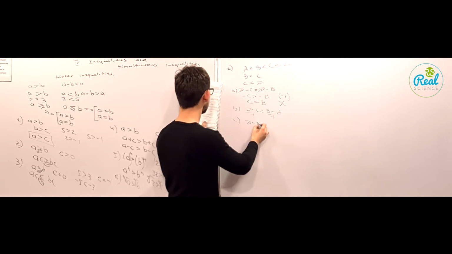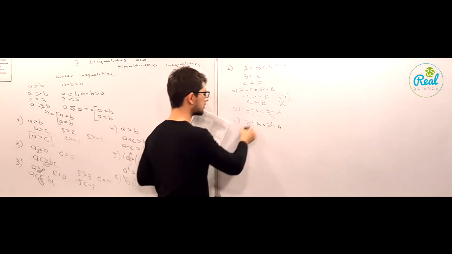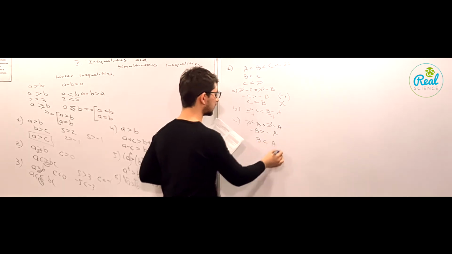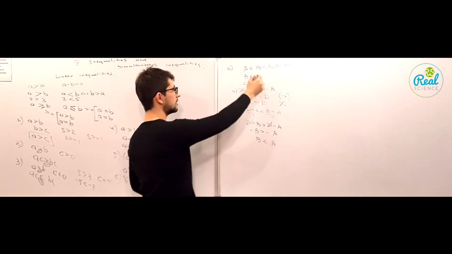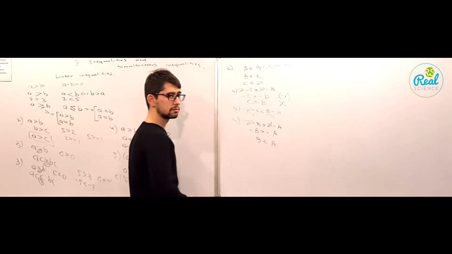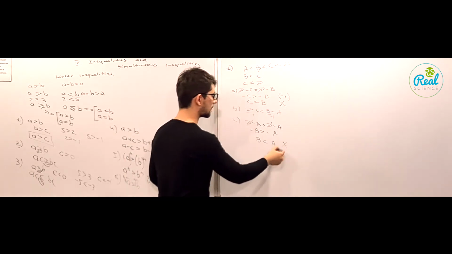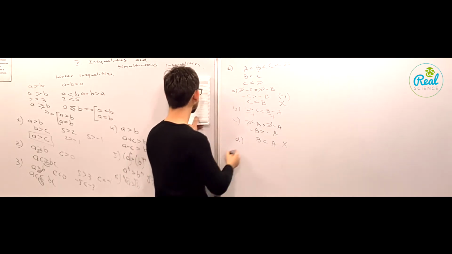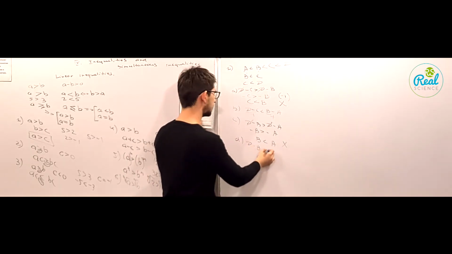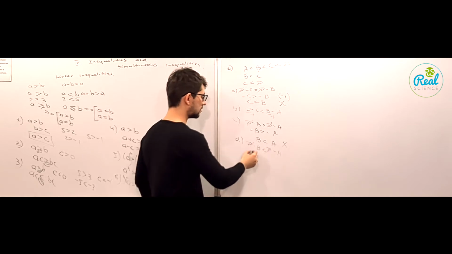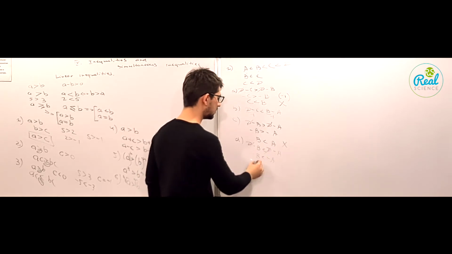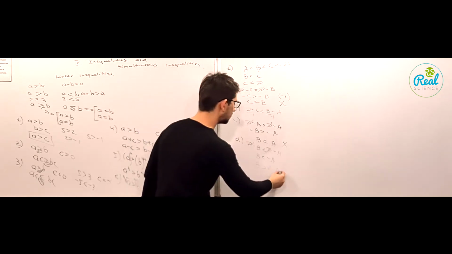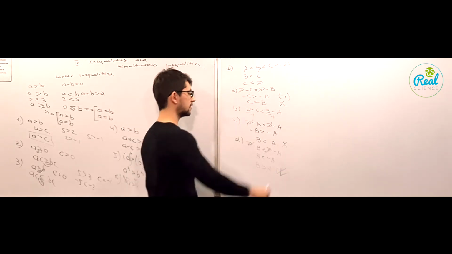D minus B greater than D minus A. So there is cancellation: minus B greater than minus A, so B is less than A. Is it true? No, right? A is actually less than B, right? Let's look at D part. D minus B less than D minus A. What about this part? Minus B less than minus A, so your B is greater than A. Yes, it is true, right? So this is the answer that we are looking for, okay?